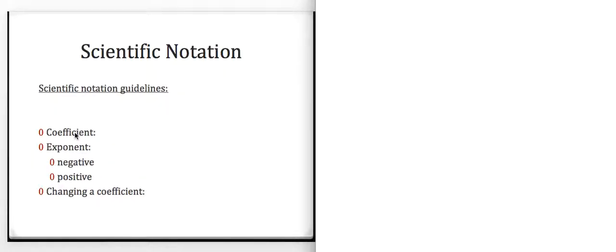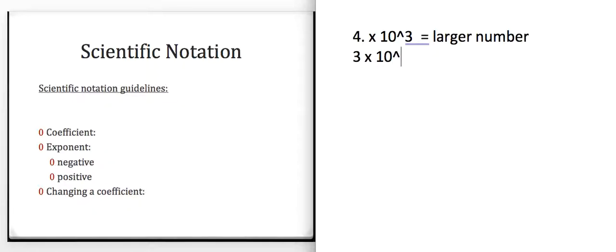Scientific notation has a coefficient and an exponent. So if I have the number 4 times 10 to the third, 4 is my coefficient and 3 is my exponent. Hopefully that makes sense. You can have an exponent that's positive or negative. If it is positive, that means it is a larger number. Let's say we have 3 times 10 to the negative 3. If it is a negative exponent, then that means we have a small number. Pretty basic.